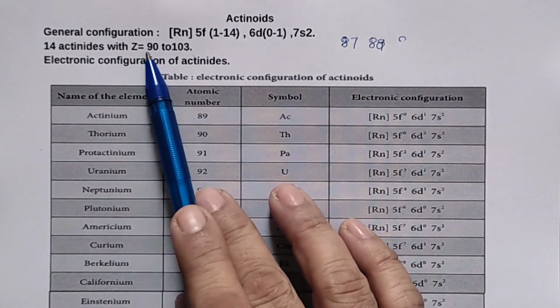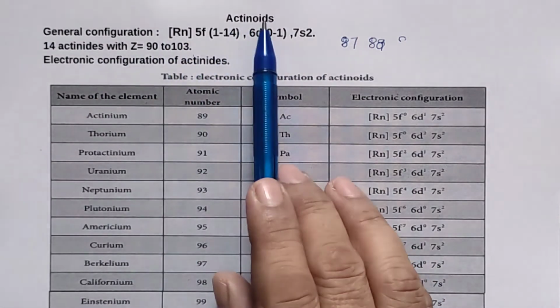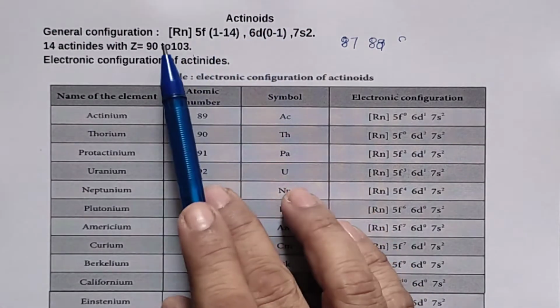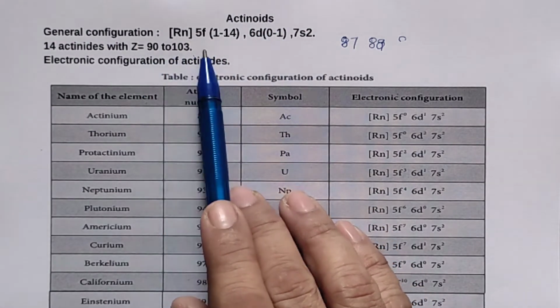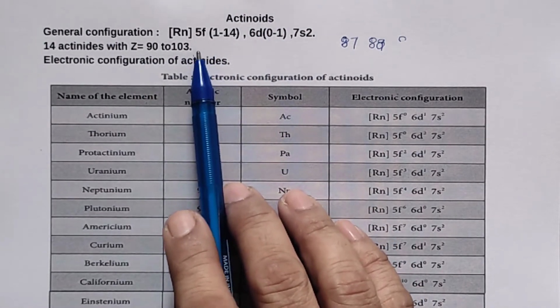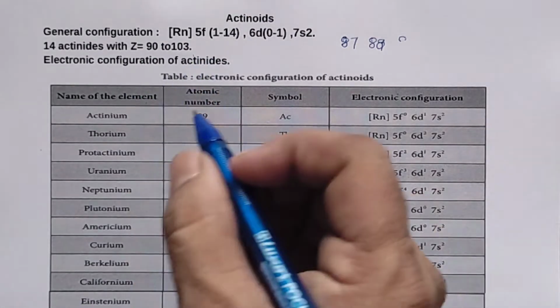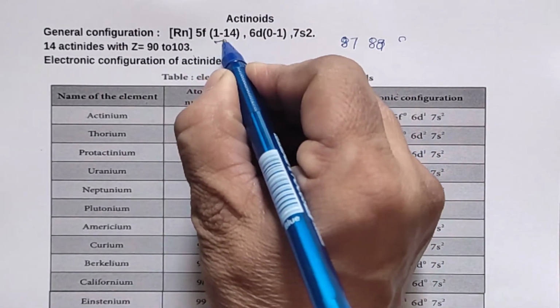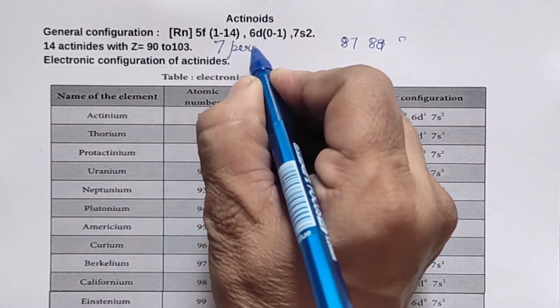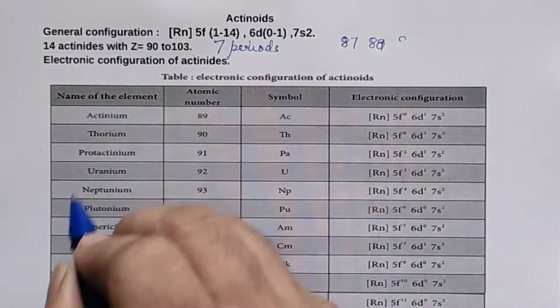So there are 14 actinides. Actinides or actinoids, both are fine. And the atomic number is 90 to 103. So 14 actinides are there. So it lies in which period? It will lie in the 7th period. In the 7th period you will find the actinides are present.